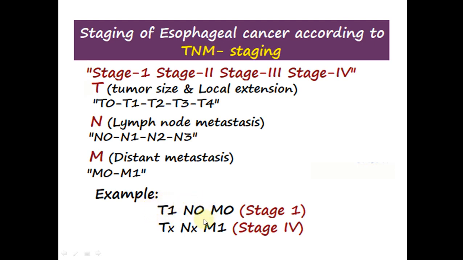N is 0, there is no metastasis to the lymph nodes, and M is 0, there is no metastasis to the distant organs. So we label this as stage 1.